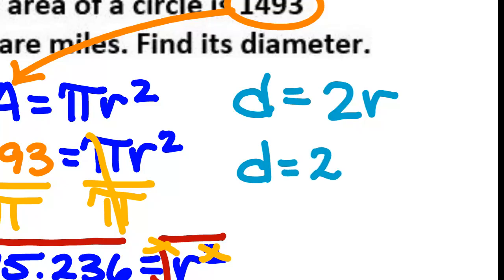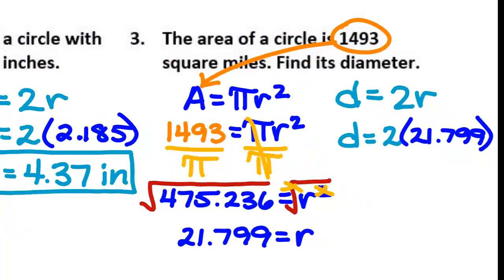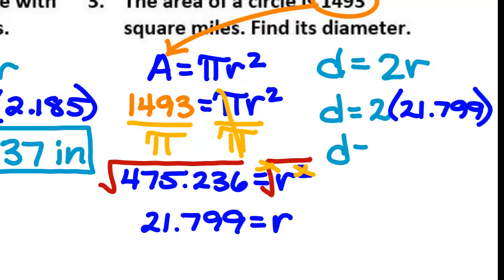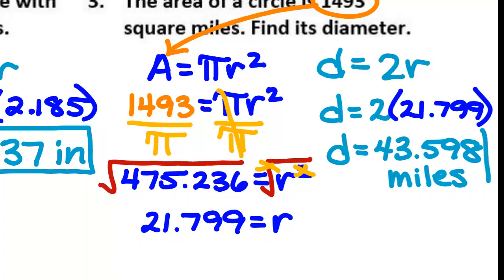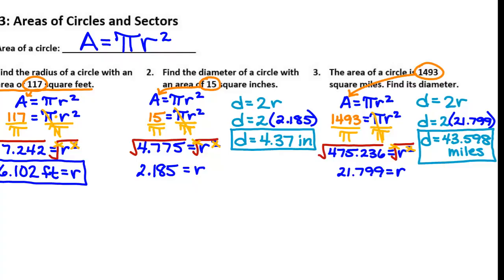The diameter then would be 2 times 21.799. What is 2 times 21.799? 43 point, you said 599? 598, thank you. What kind of units should we put with that? Miles. Just miles. Again, if what you found is area, then at the end you would put squared units on your answer. If what you found was something other than area, then it does not get squared units.